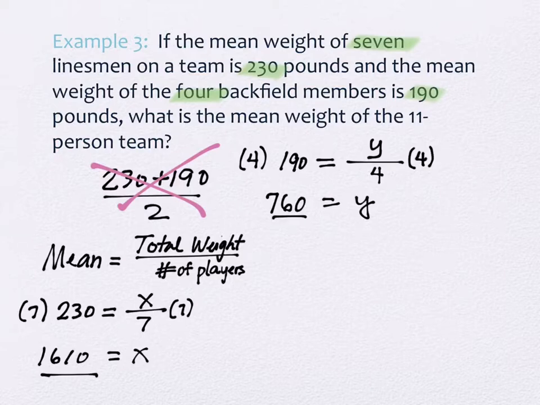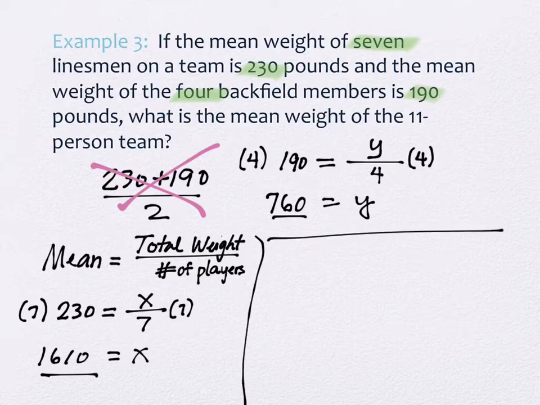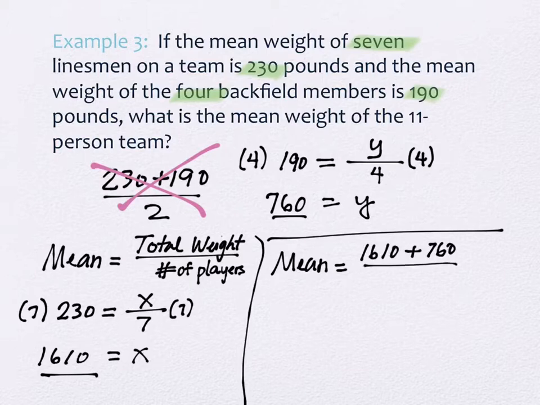What do you suppose I might be able to do with those pieces of information now? Yeah, I can actually find the mean of the whole team. I can add those 2 total weights, 1610 and 760. And what would I then divide by? 11, because I have 11 men represented there. What do I get when I take 1610 plus 760? I didn't write that down either. Fabulous. And what is that if I divide by 11?